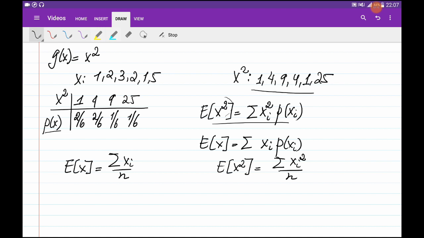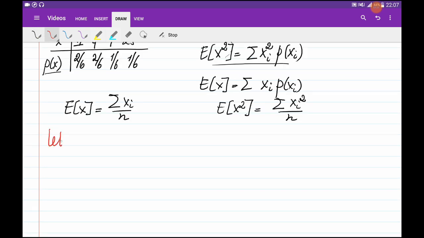I can get this from here, right? So the average value of all these values is just their summation divided by 6.